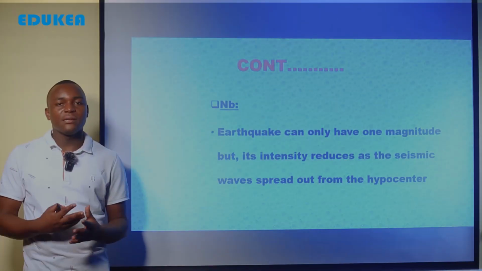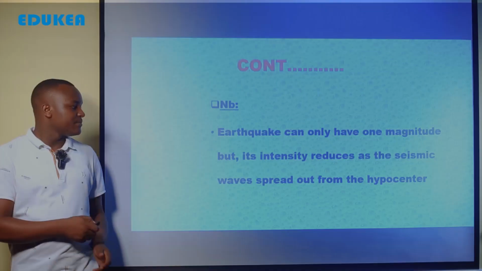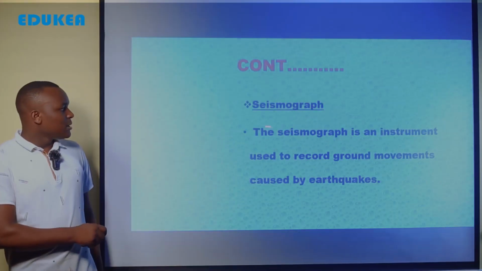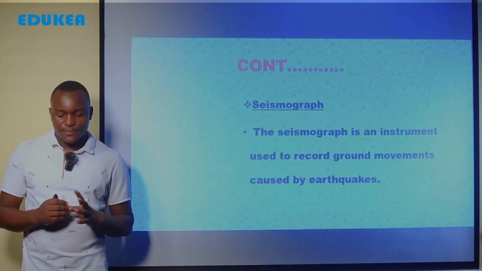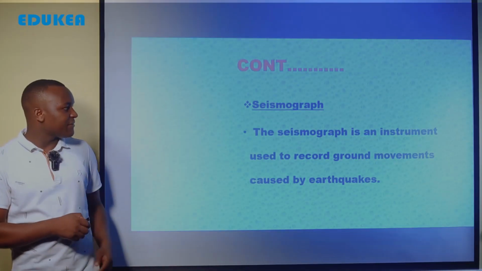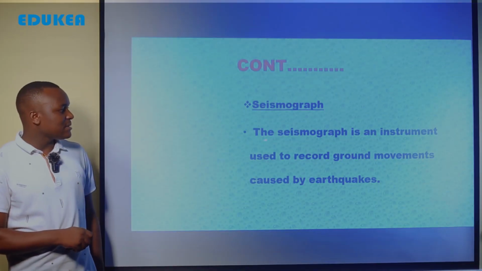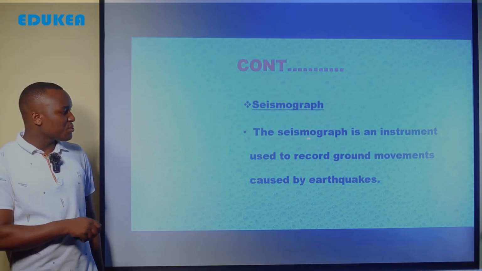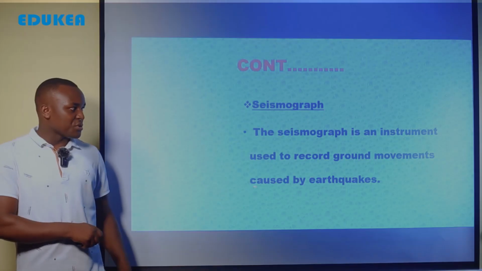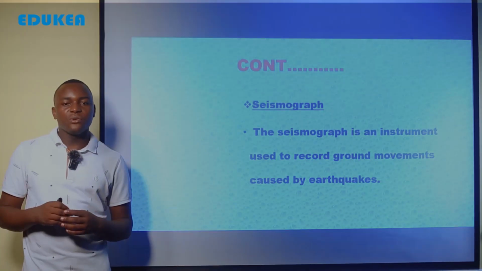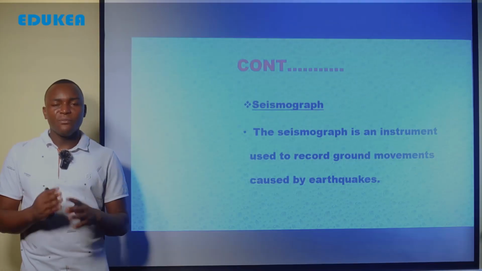Now let's look at the device called seismograph. We say that a seismograph is an instrument used to record ground movement caused by the earthquake. So the device which records the ground movement which is being caused by the earthquake, hicho kifaa tunakiita seismograph.